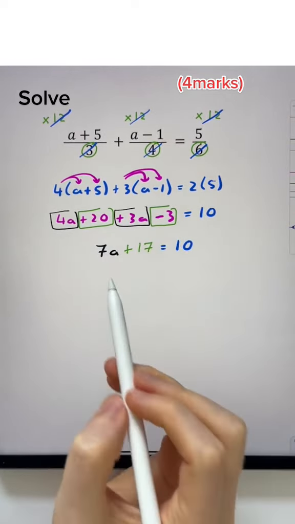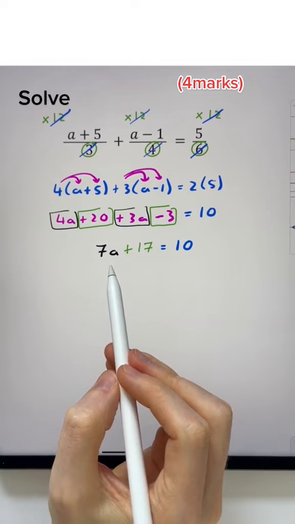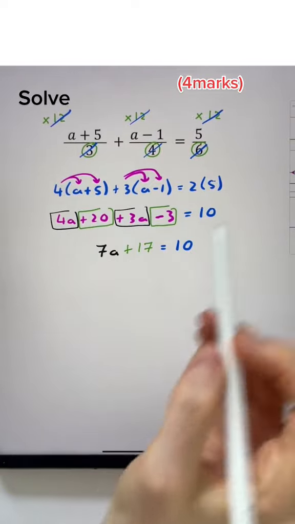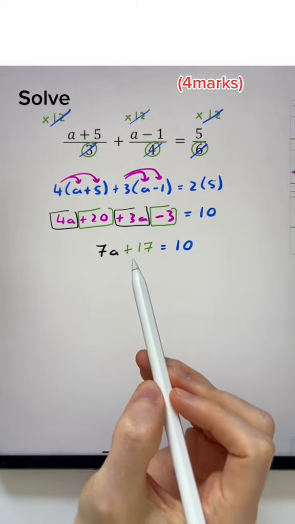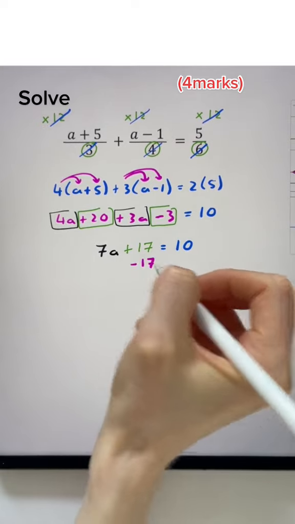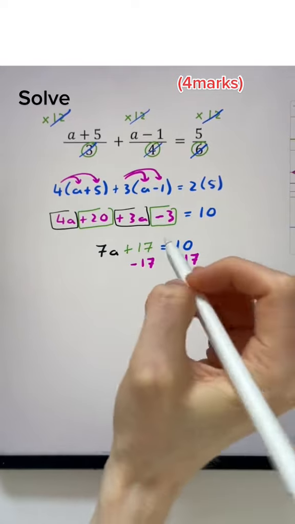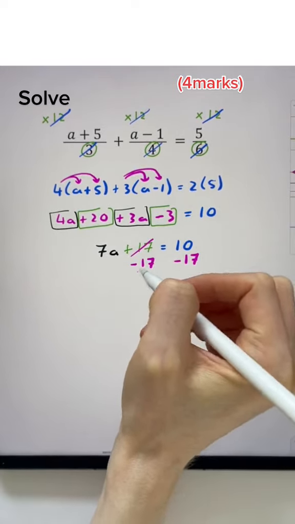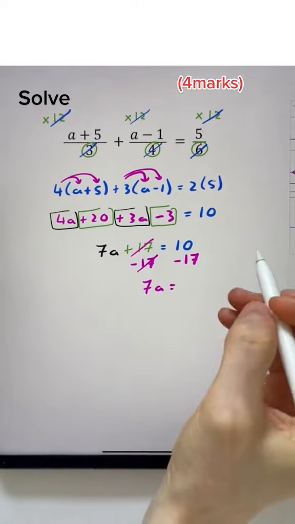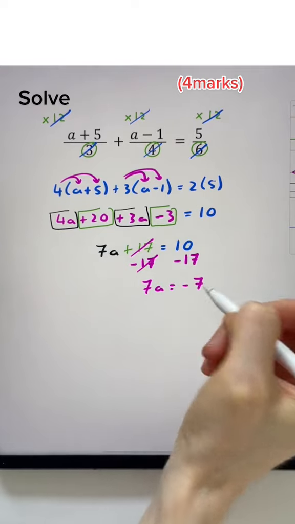As I'm solving, I want to work out the numerical value of the letter, which in this case is letter a. So I find the letter a and basically cover it up. I eliminate any of the terms on the same side as the letter I want by doing the inverse. So the opposite of add 17 is to subtract 17 from both sides of my equation. On the left hand side, 17 subtract 17 will cancel to leave us with 7a. And on the right hand side, 10 subtract 17 will give us negative 7.